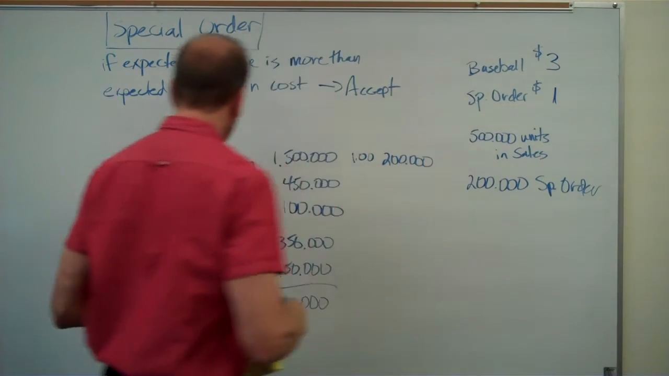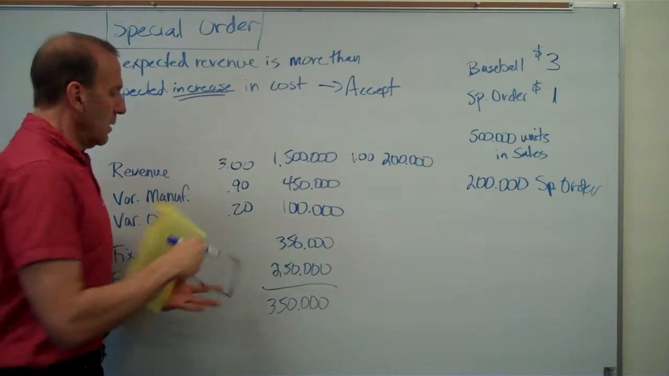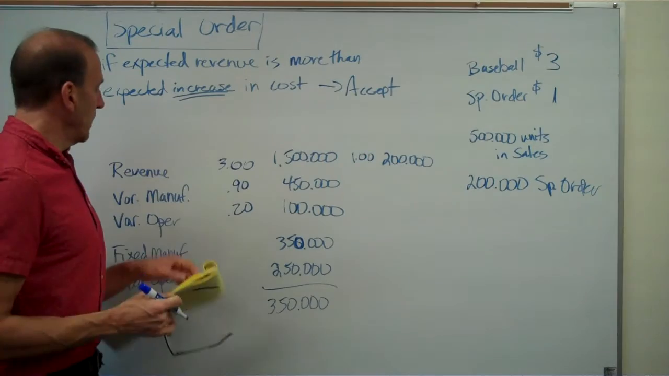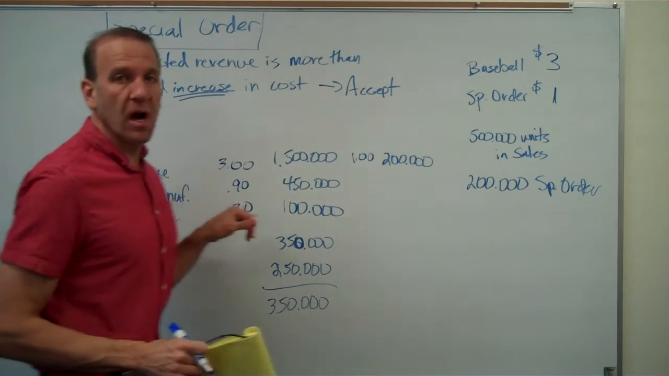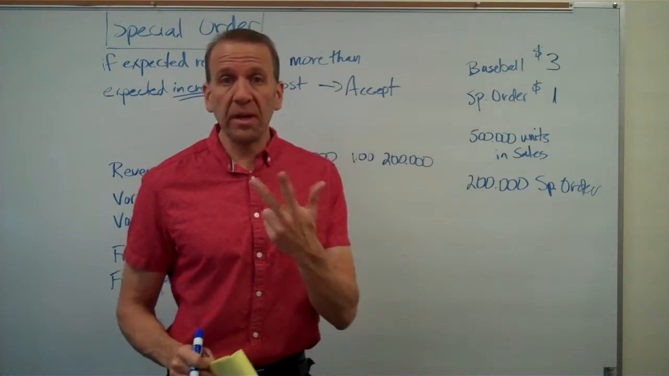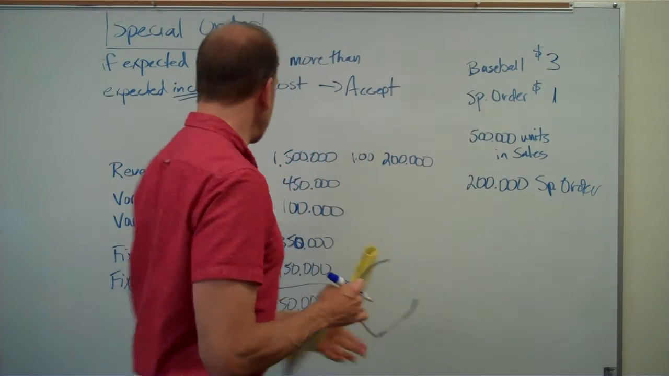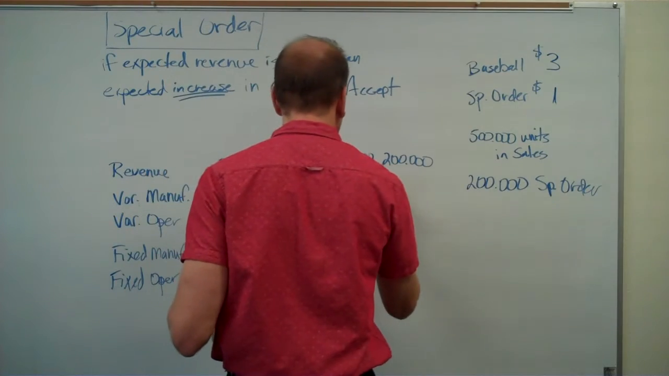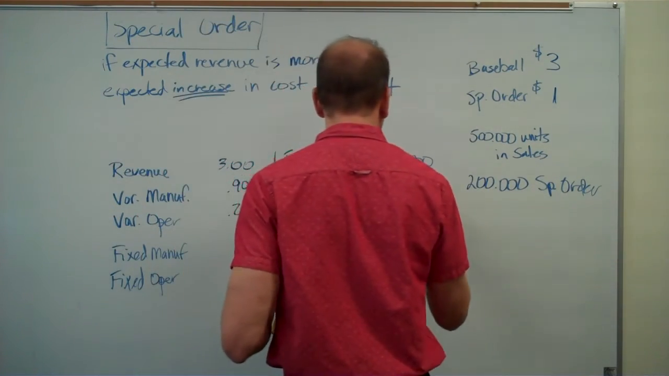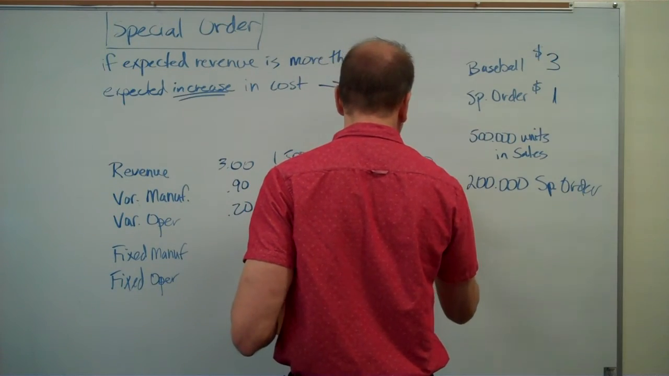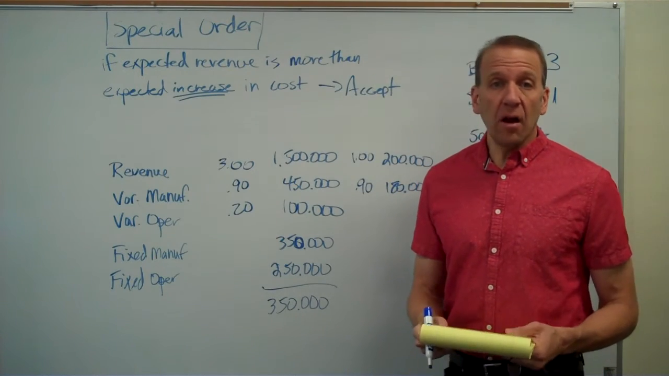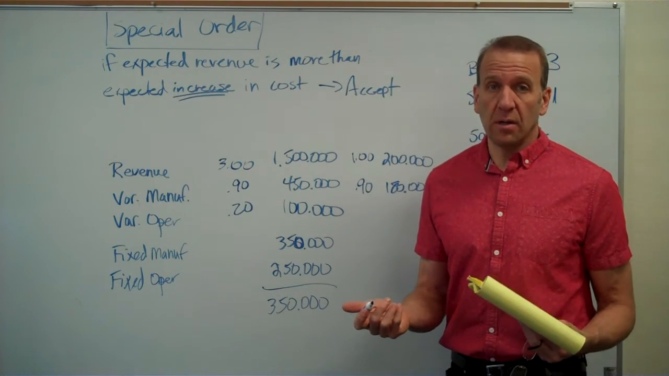Now here's what we need to take a look at. Our variable manufacturing costs are still going to be incurred. The materials, labor, and overhead, those variable costs, will be incurred if we manufacture these baseballs. So that's 90 cents. So 90 cents times 200,000 is 180,000.